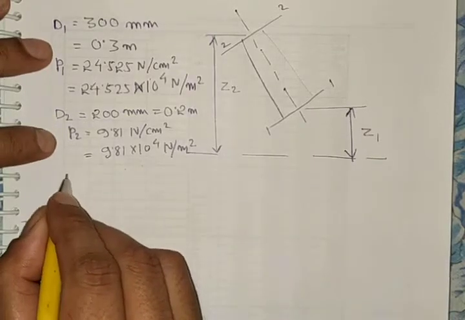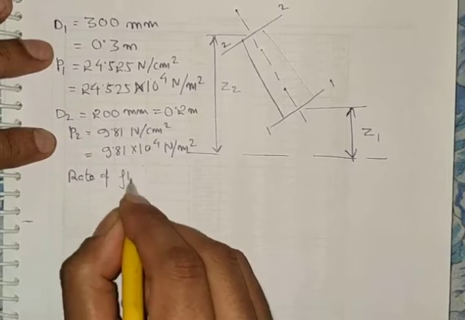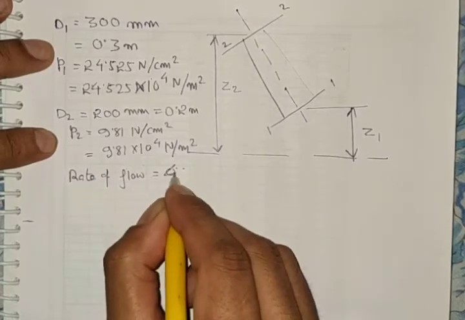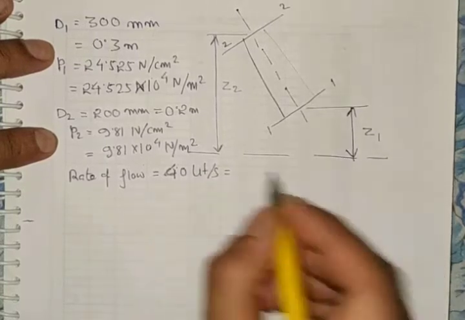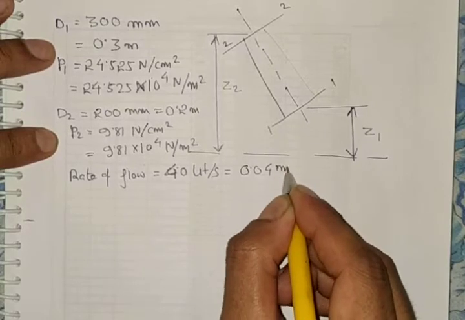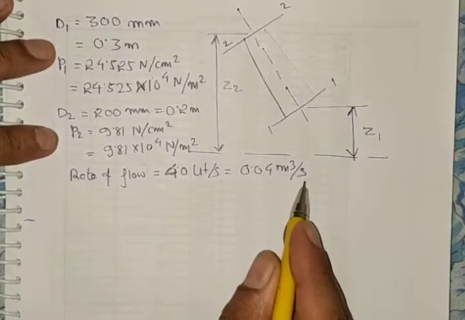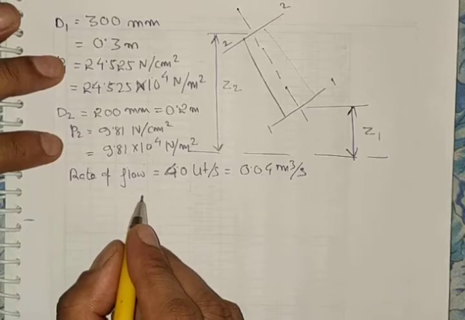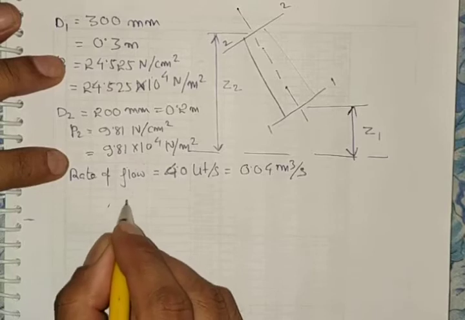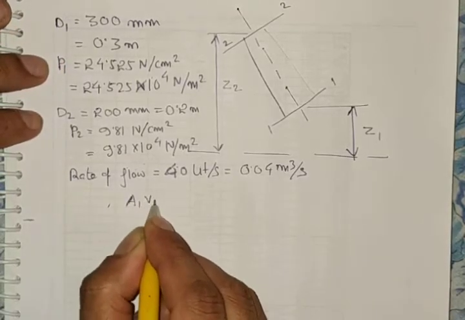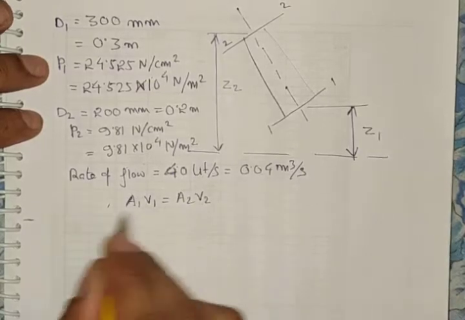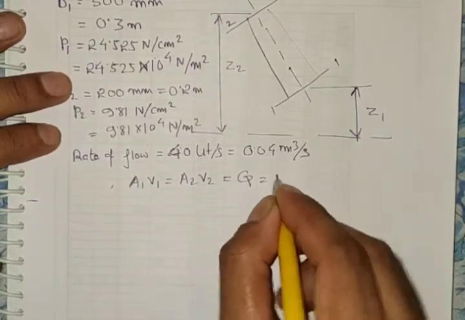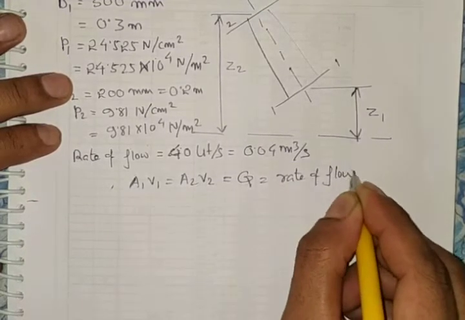And rate of flow is also given, that is actually 40 liter per second. So this is actually 0.04 meter cube per second. Liter is converted into meter cube per second. So from this, as you know, the continuity equation A1 V1 is equal to A2 V2, and this is equal to Q, which is equal to rate of flow.